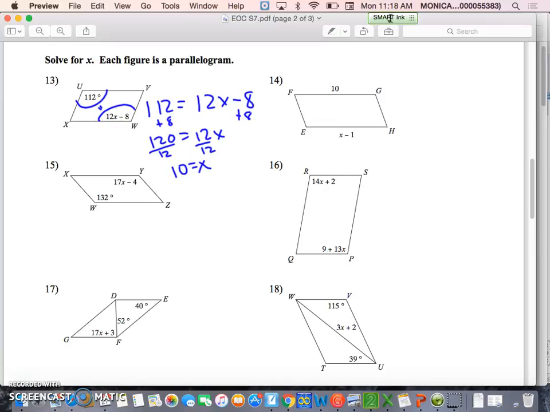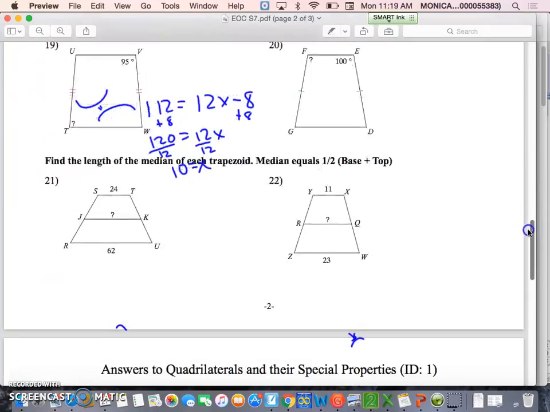For numbers 17 and 18, I just wanted you to note that this angle right here is 3x plus 2. It's kind of difficult to see. And then 52 is right here. This angle is 52 degrees. I tried to mark it on your paper as well. All right. Again, if they're next to each other, they add up to 180. Like this one here, they're going to add up to 180. If they're across from each other, they're going to be congruent.